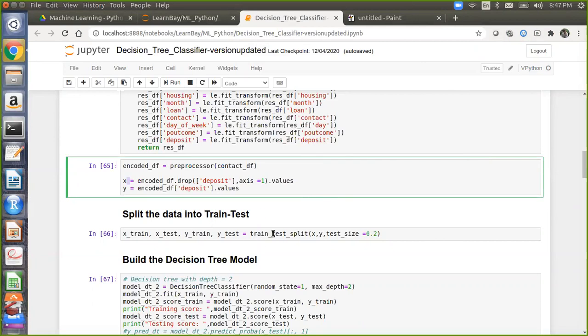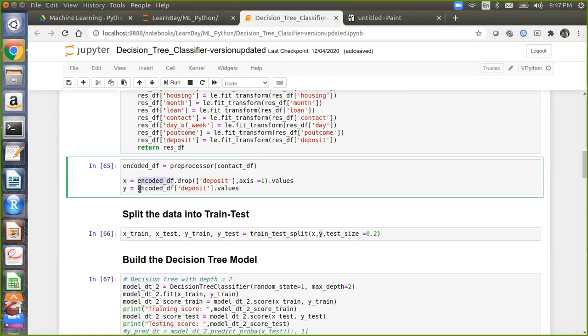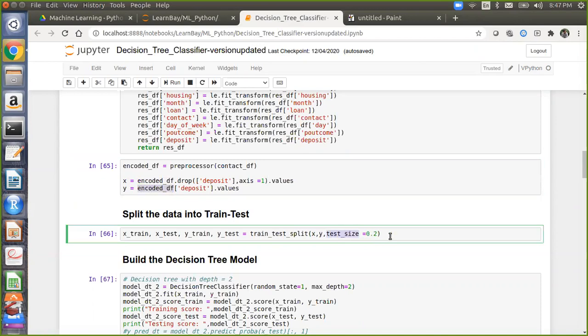Now train_test_split is a function. Here you have to tell explicitly what is X and what is Y. So I am passing the features and the corresponding Y. Now I am saying test size is equal to 0.2. That means split the data into training and testing, where testing size should be 20% of the whole data set and training size should be 80%. If you write 0.3 here, then testing size will be 30% and your training size will be 70%.